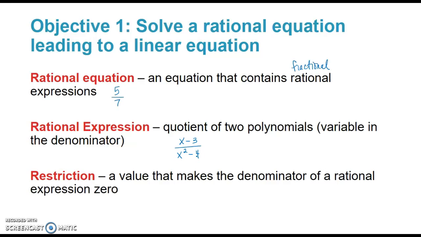Notice that a rational expression will have a variable in the denominator. Because of that, we have to be very mindful of something that we call restrictions. Restrictions are values that make the denominator of a rational expression 0. Remember that if I divide some number by 0, I get that that expression is undefined. It's okay to have 0 divided by some number. That's simply 0. So we have to be careful about not including values that make the denominator 0 in our solution set.